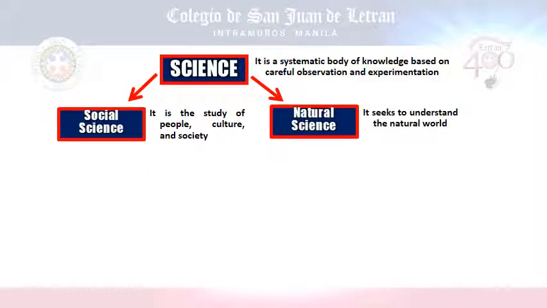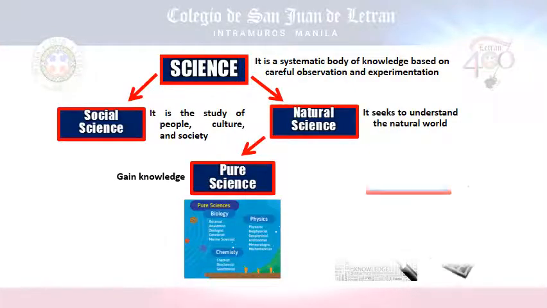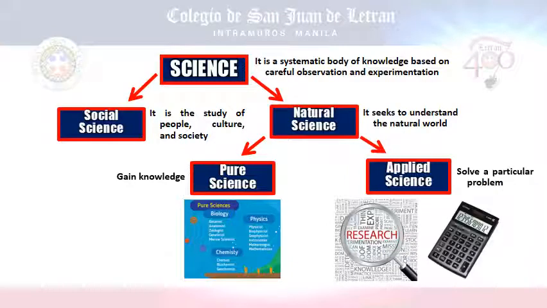Natural science has two major branches. We have pure science and applied science. When we talk about pure science, it pertains to pursuing knowledge only. You study biology, chemistry, physics, and earth science for knowledge only. That's it. You study blood circulation for you to be able to know the process of oxygenation. That's it. For knowledge only.